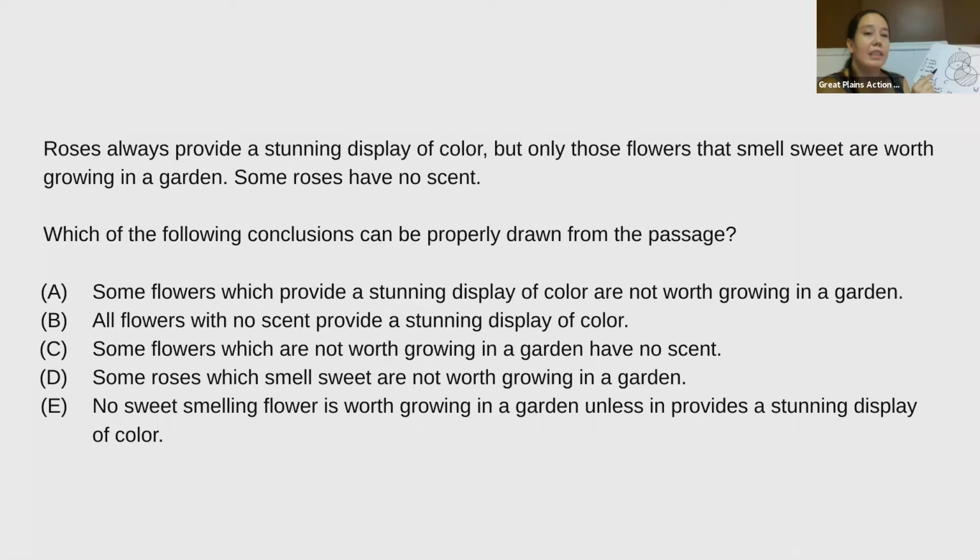So we have our premises. First one being, roses always provide a stunning display of color. So that's the saying as we translate. Always indicates that we're talking about all the roses. So all R are C. Then we have our next, but, and so that indicates a new premise.